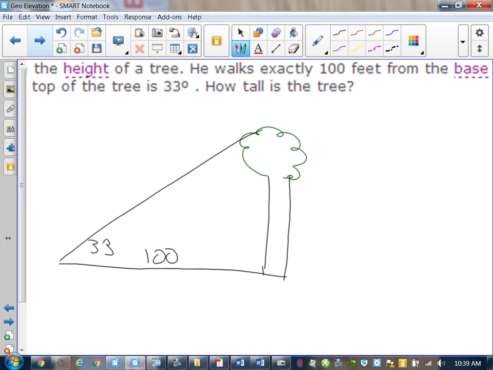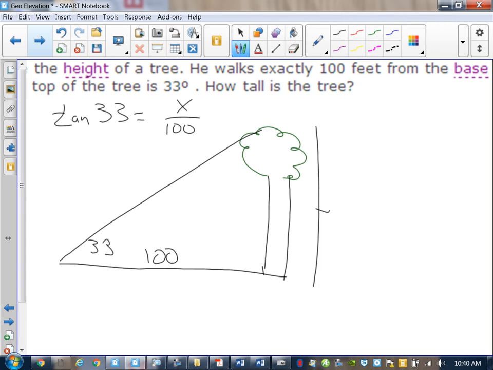Yes. What trig function are you going to find to get the height? Tangent, very good. You're going to use tangent to get your vertical height. You know what your adjacent is, it's the 100, it's the horizontal distance. You're trying to figure out what the vertical height is. That is the opposite. So we're going to use tangent. The tangent of 33 is opposite over adjacent.